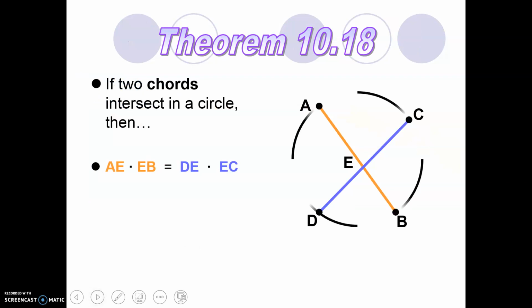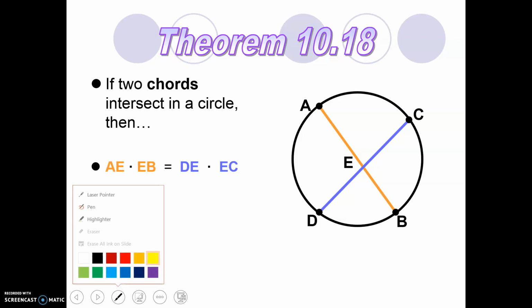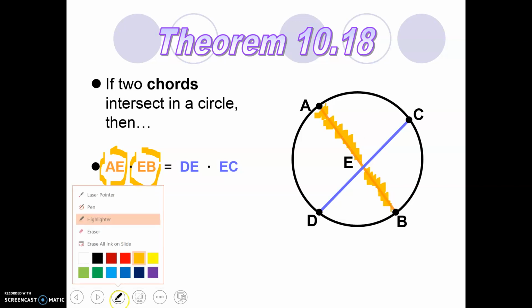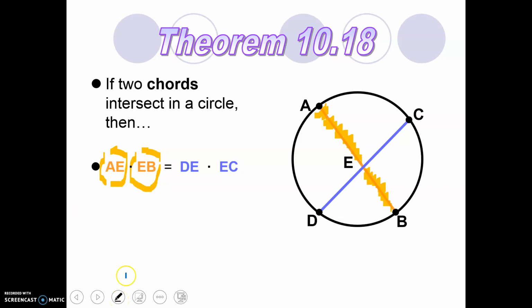More simply, if you have two chords, like this one in orange here, AE multiplied by EB, a small portion of that chord multiplied by the other portion of that chord, is going to equal the product of DE times EC. DE times EC.